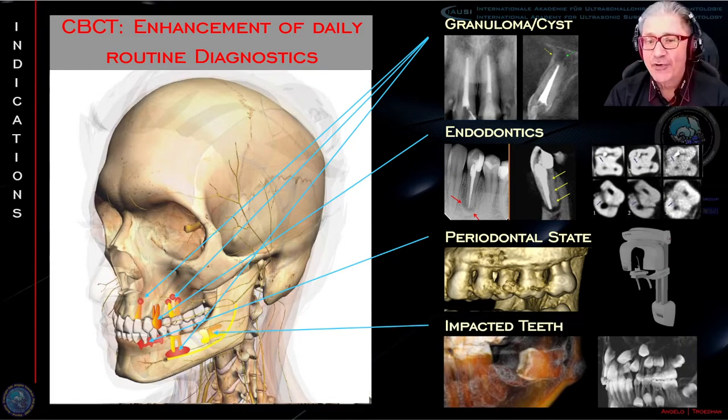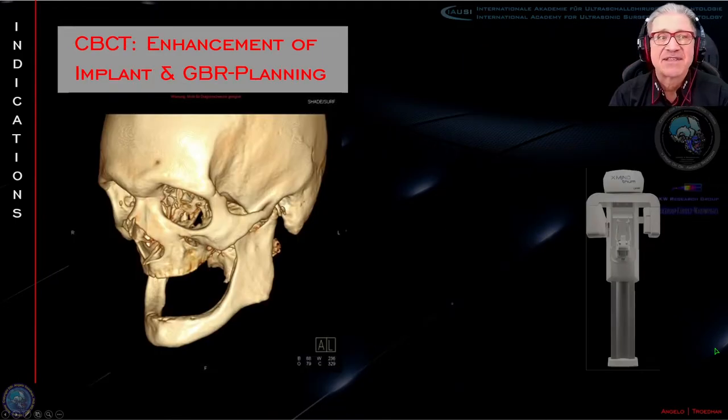Last but not least, of course, when it comes to impacted teeth, especially impacted wisdom teeth in the mandible, then of course you will have to know where is the course of the mandibular nerve. And with the three-dimensional depiction, you will have a much safer surgical planning. And of course, also regarding impacted mesiodens diagnosis, you will see if the mesiodens, which you can see down here, is more to the buccal side or more to the palatal side.